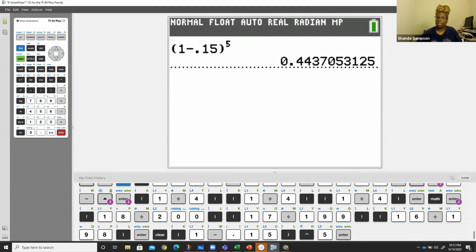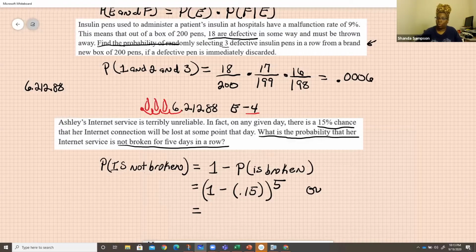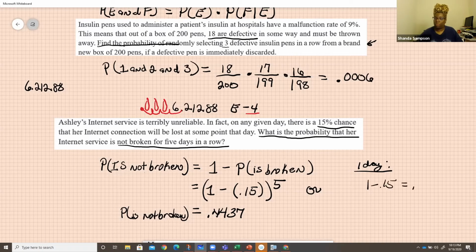0.4437. That's the probability that her service is not broken. So the probability it is not broken is 0.4437. That's 1 minus the probability that it's broken, and they asked for 5 days in a row. If they only asked for 1 day, it would just have been 1 minus 0.15. That makes sense. Think about that. If it was 1 day, what's the probability that it's not broken for 1 day? 1 minus 0.15, right? Which is 0.85, which makes sense, correct? So you have to do this basically 5 days in a row. That's how you know it's not broken. So either way you want to look at it is fine.